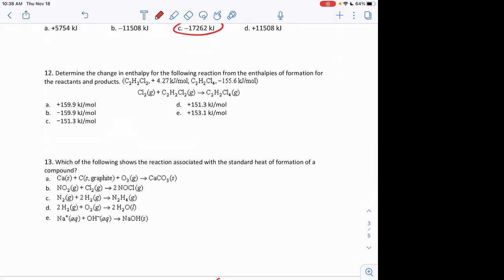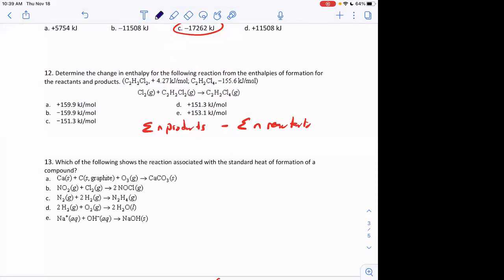Determine the change in enthalpy for the following reaction from the enthalpies of formation for the reactants and products. What do I do here? Right, it's the summation of your products minus the summation of your reactants. Remember your coefficients. If there's any here, there's none. That's all you do. So we got C2H2Cl4. We've been given that as, this is this equation, right? Summation of N times the products minus the summation of N times the reactants. Only got one product here.